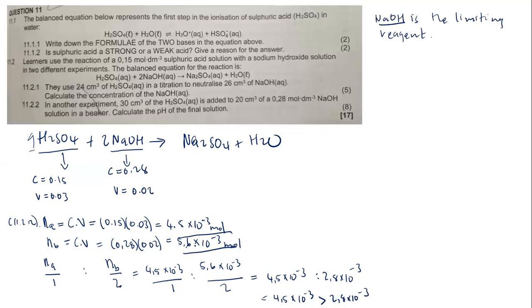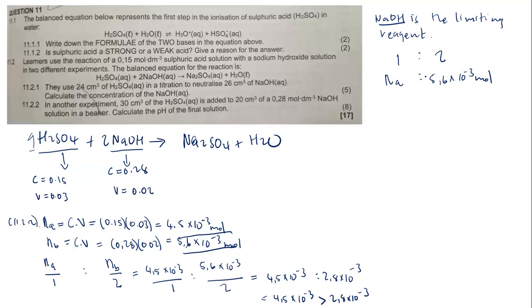And therefore, let's see how many moles of sulfuric acid are needed by the sodium hydroxide. According to the balanced chemical equation, the stoichiometric coefficient ratio is 1:2. Therefore, the number of moles of sodium hydroxide, which we said is 5.6 times 10 to the power negative 3 moles, and here is what you're looking for: the number of moles of acid which is needed.